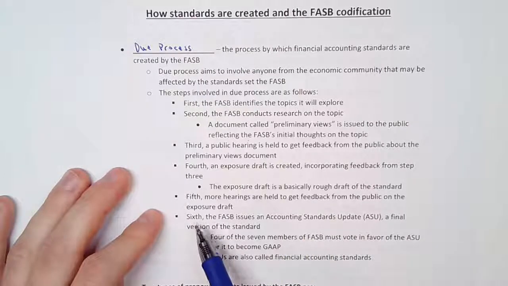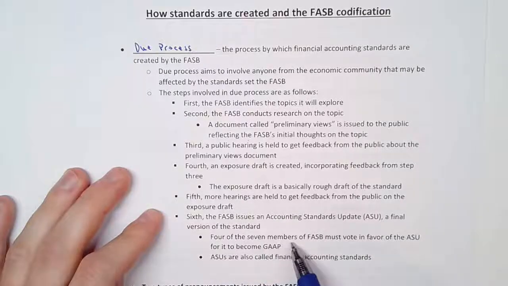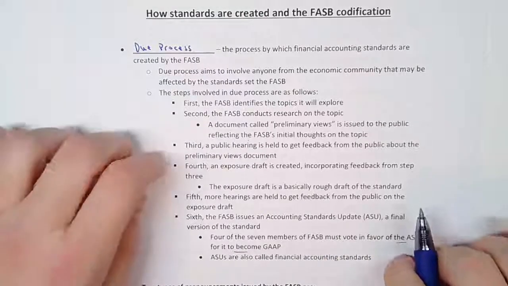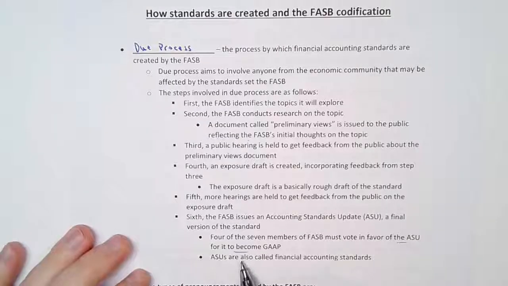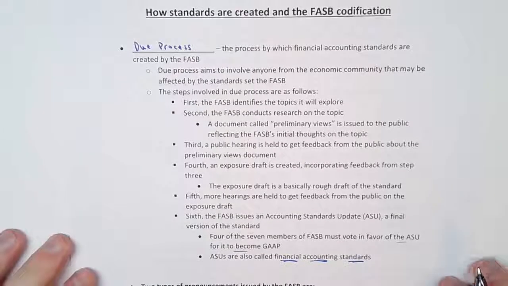And then sixth, the FASB issues an accounting standards update, which is a final version of the standard. And then the very last is that 4 of the 7 members must vote in favor of the ASU for it to become GAAP, generally accepted accounting principles. Okay, these ASUs you can kind of just interchange with financial accounting standards. So if someone says financial accounting standards, it's very similar. It basically means the same thing as an accounting standards update. Okay, so that's basically due process.